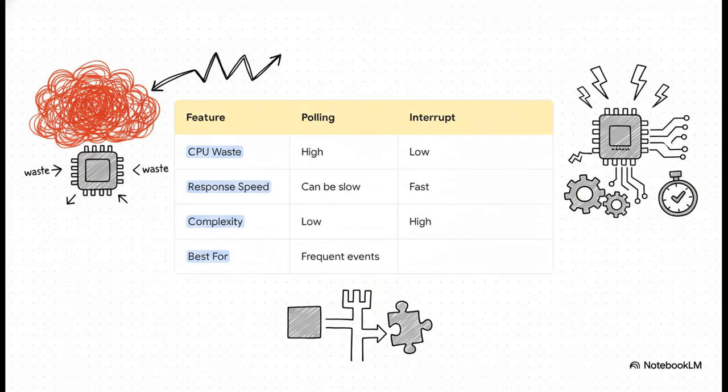So, what we have here is a classic engineering trade-off. Polling, on one side, is really simple to implement, but it just burns through CPU cycles for nothing. Interrupts, on the other hand, are super efficient, but they require a lot more complex hardware and software to manage all that pausing and resuming. For decades, this was the choice: simple and wasteful, or efficient and complex.